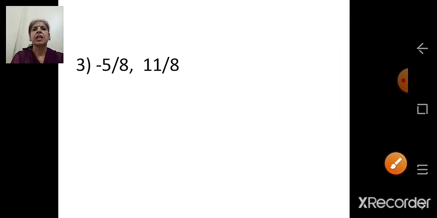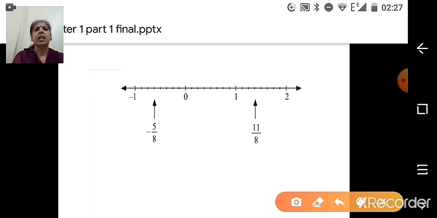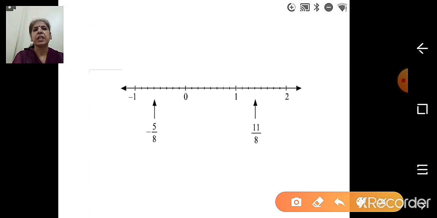Next question is, you have to show negative 5 upon 8 and 11 upon 8. What will you do? Draw the number line, origin, take the numbers 1 and 2 on the positive side, negative 1, negative 2. So it will be like this, and we have to show 11 upon 8. Each unit distance has to be divided into 8 equal parts. The denominator 8 indicates 8 equal parts. So from 0 to 1, 8 parts: 1, 2, 3, 4, 5, 6, 7, 8. This way I am going to show 8 equal parts. Same way, the next unit distance has 8 equal parts, and the negative side has 8 equal parts.